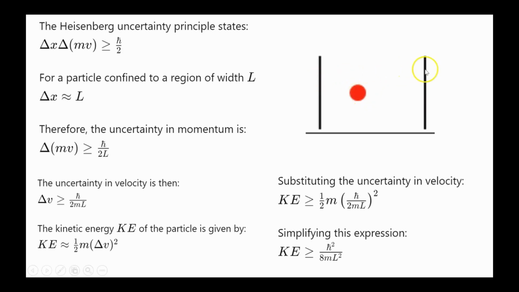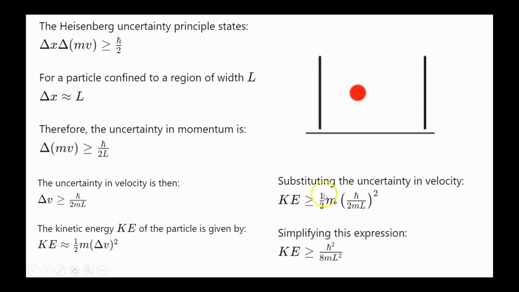So if I know that the particle is within some location L, the uncertainty in its location is given by L. Therefore, the uncertainty in its momentum, the uncertainty in mv, has to be greater than or equal to h bar over 2L. I can then divide both sides by m, and the uncertainty in velocity is h bar over 2mL. Kinetic energy is 1/2 mv squared, but in this case, v is not 0. v is equal to the uncertainty in v, which has to be greater than or equal to h bar over 2mL, so we'll just plug that in here. Therefore, kinetic energy has to be greater than or equal to 1/2 m times this quantity squared, and simplifying this expression, we have kinetic energy has to be greater than or equal to h bar squared over 8mL squared.